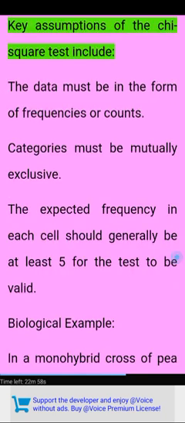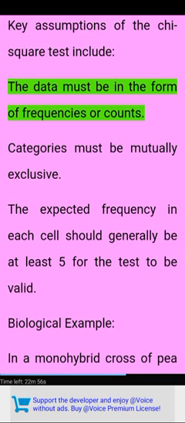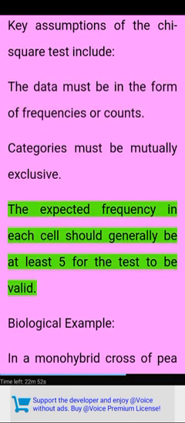Key assumptions of the chi-square test include: the data must be in the form of frequencies or counts. Categories must be mutually exclusive. The expected frequency in each cell should generally be at least 5 for the test to be valid.